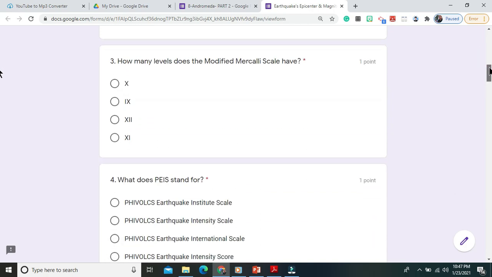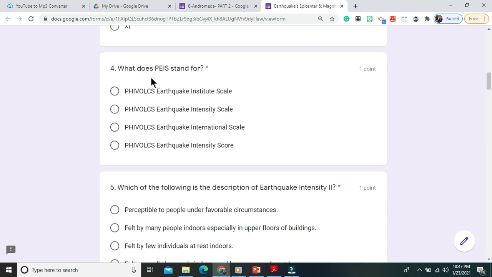Question number 3. How many levels does the modified Mercalli scale have? The correct answer is 12. Question number 4. What does PEIS stand for? The correct answer is Phoenix Earthquake Intensity Scale.